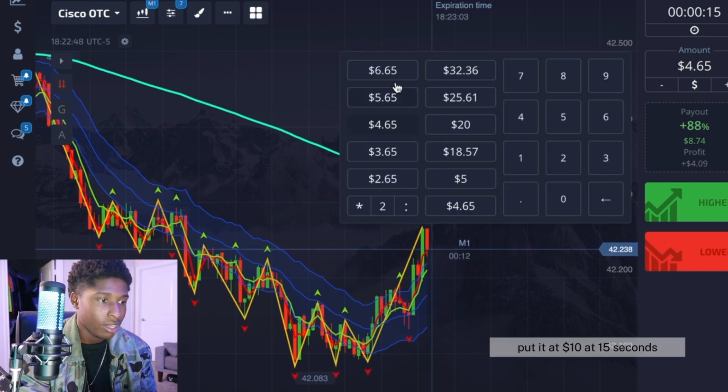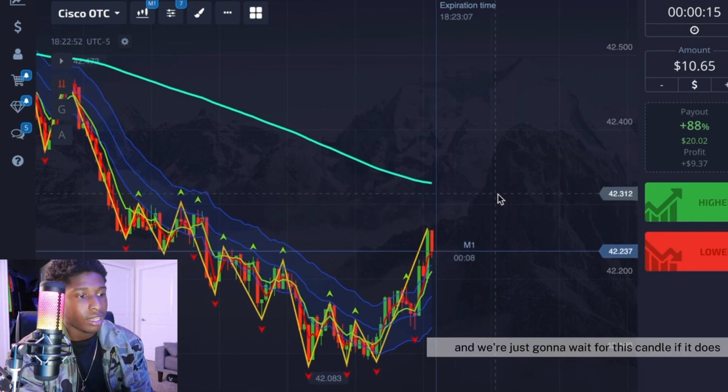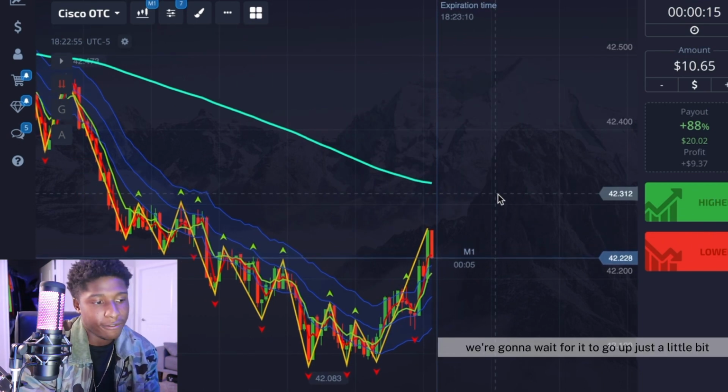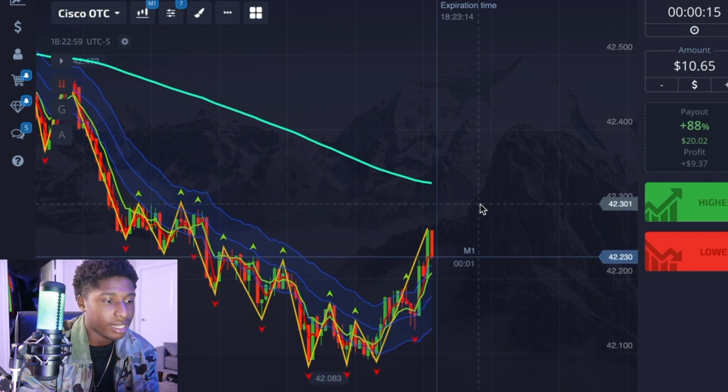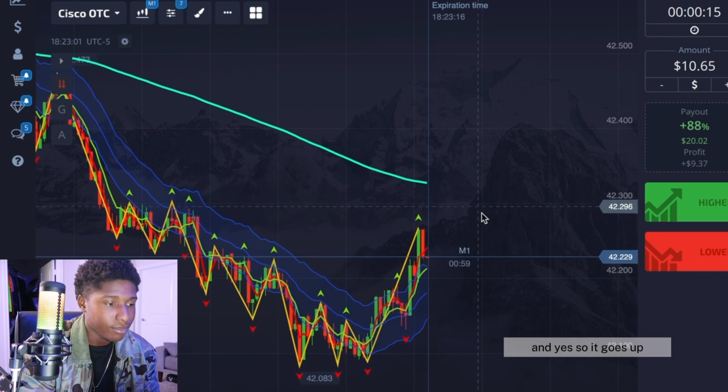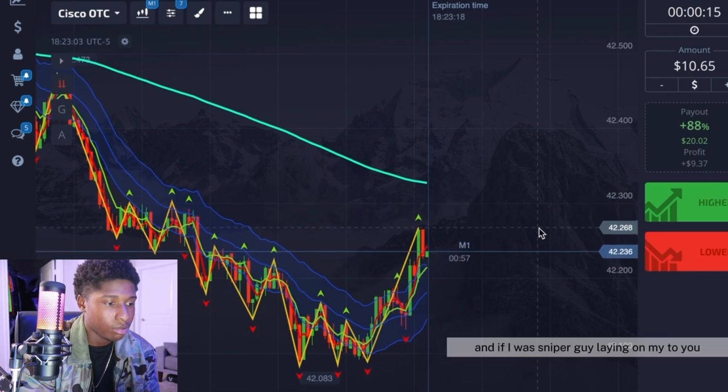Let's just go ahead and start trading for real now. Let's put it at $10 at 15 seconds, and we're just going to wait for this candle. We're going to wait for it to go up just a little bit. Let's see what it does at the closing of this. And yeah, so it goes up.